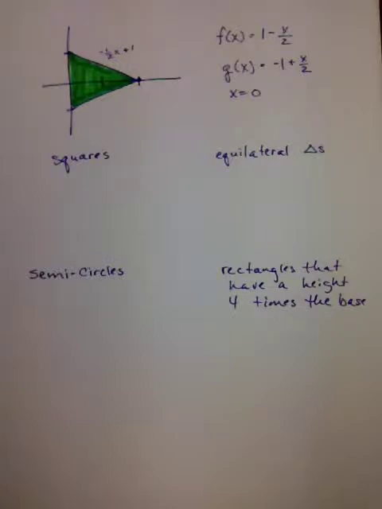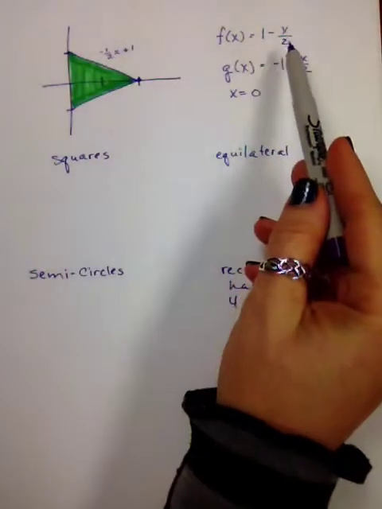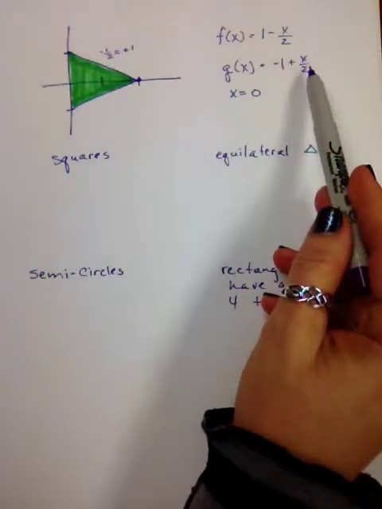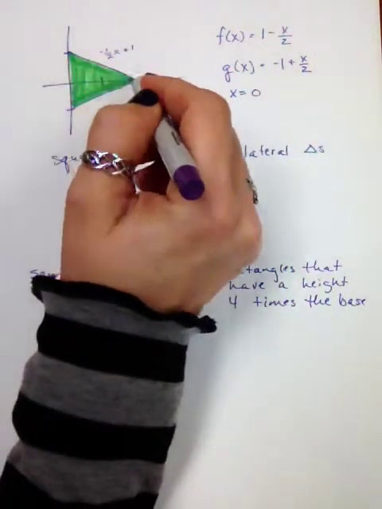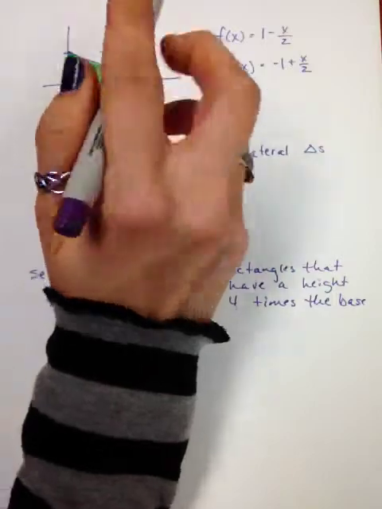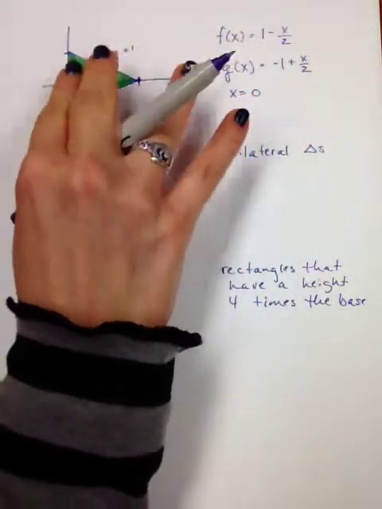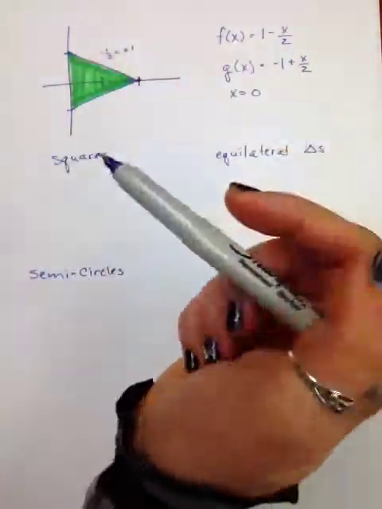This is the graph of f of x equals 1 minus x over 2, g of x equals negative 1 plus x over 2, and x equals 0. And what we're going to do is treat this as a base of a solid. So we're going to have a three-dimensional figure coming out of the paper sitting on top of it.